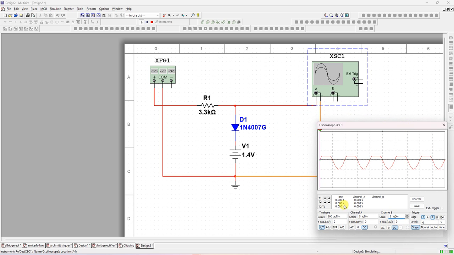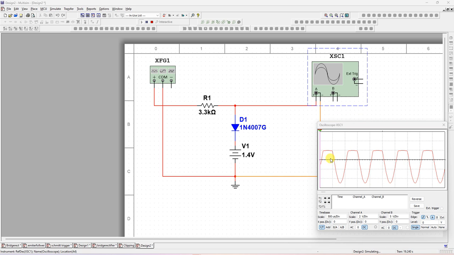There are two channels, channel A and channel B. Each division, this dotted box, each division is 5 volts. So I will change this one to 2 volts. Each division is 2 volts. So now you can see from 0 level, it is one box. One box into 2 is 2. So output is limited to 2 volts. So it is a positive clipper.